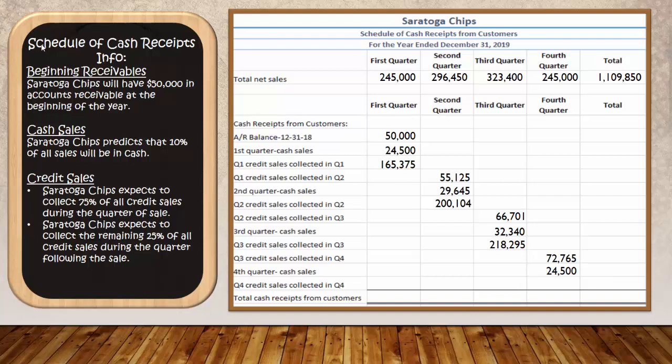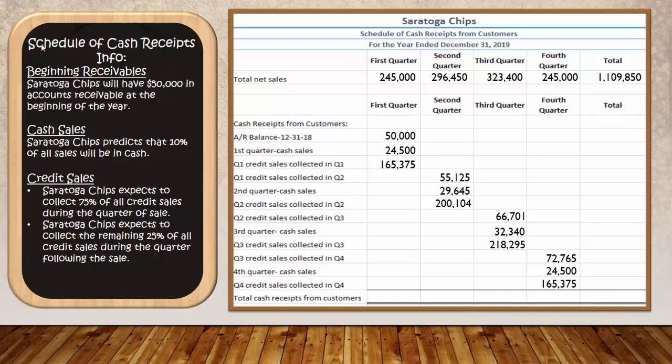For our fourth quarter credit sales collected in the fourth quarter, we are going to take the amount of total net sales we had during the fourth quarter, $245,000, subtract out the amount of cash sales that we had, $24,500, and multiply that by our 75% estimated rate of collection. That's going to tell us that Saratoga Chips is going to collect $165,375 on their fourth quarter credit sales during the fourth quarter.